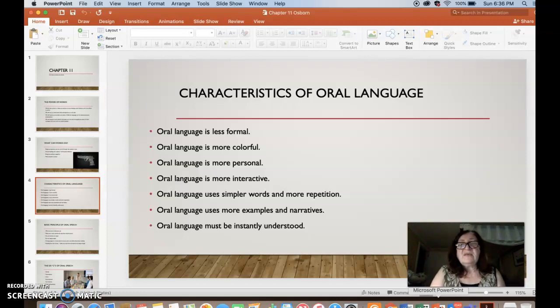So what are some of the characteristics of oral speech as compared to written language? Oral is always less formal, so I would encourage you to use informal language when you write your speeches. Oral language is more colorful. So in some of your speeches, the information was there, but I was encouraging you to include more detail, more description, more color, names, situations, where did these people come from, what were they like, what were they wearing.